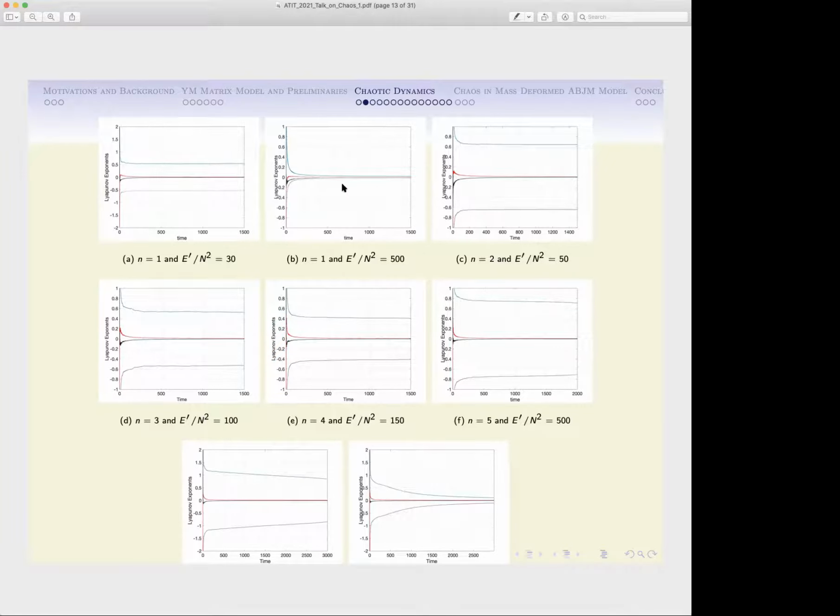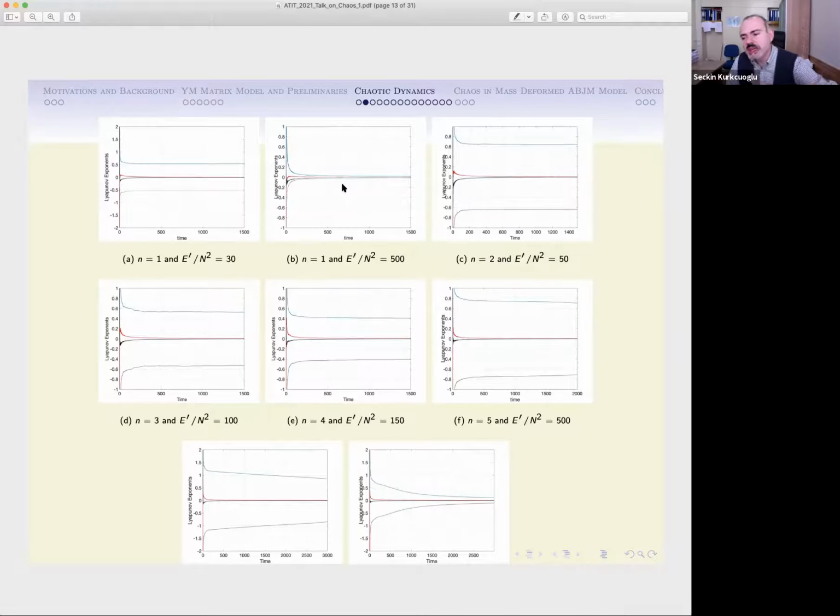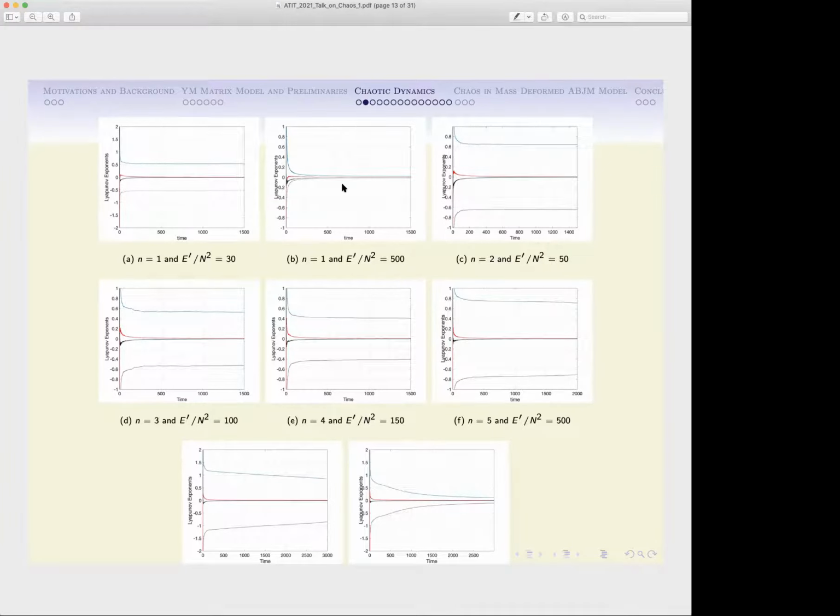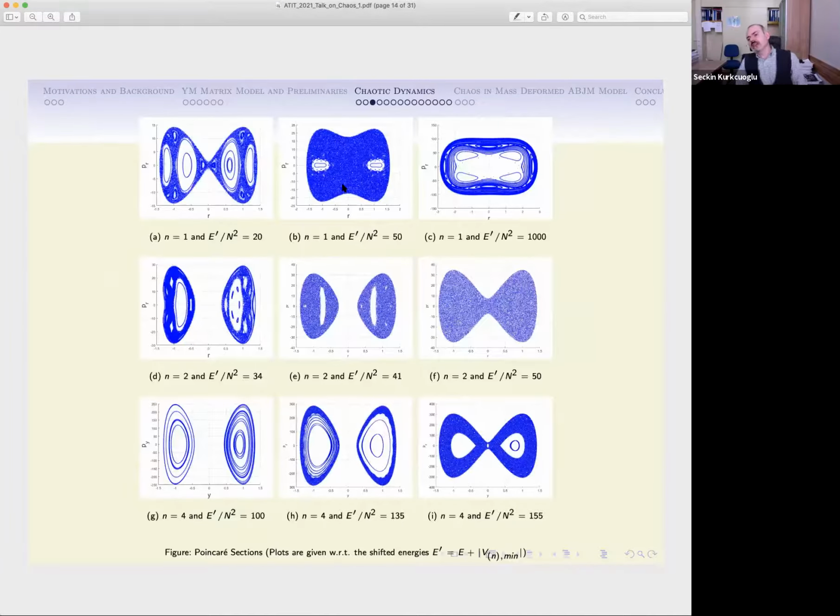So we have like a chaos window. Right. So there's an energy window in which there is chaos. And once you exceed those energies, there is no further chaos remaining. So these are the Poincare sections for the same situation. For n equals to 1, you can see the window in which there's chaotic dynamics, in this middle figure.